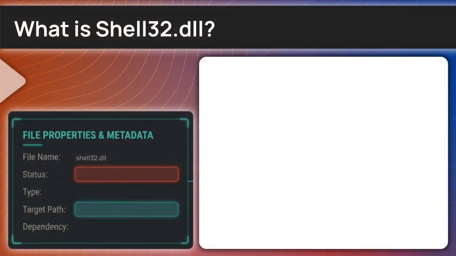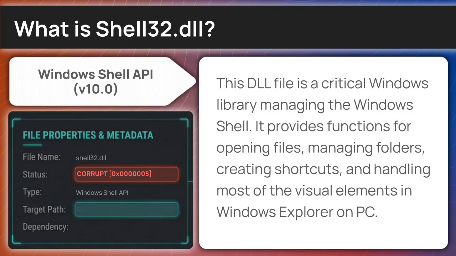This DLL file is a critical Windows library managing the Windows shell. It provides functions for opening files, managing folders, creating shortcuts, and handling most of the visual elements in Windows Explorer on PC. Now that you have the context, let's move into the repair process with a fresh installation.